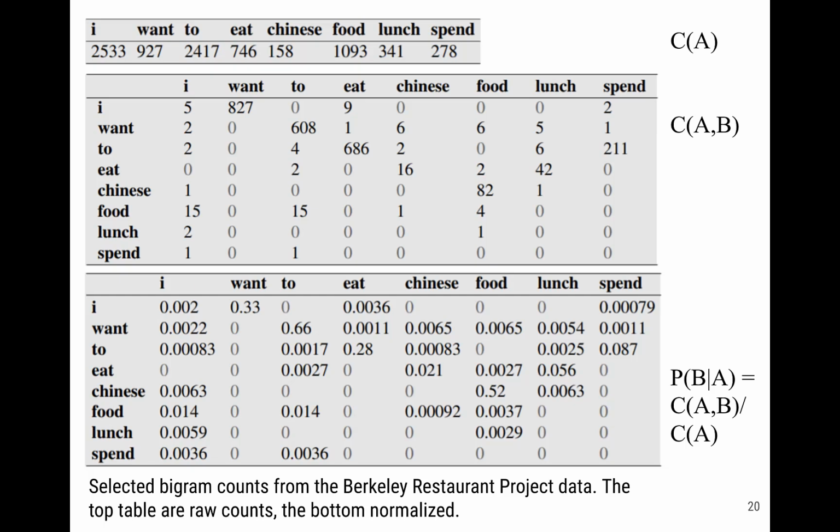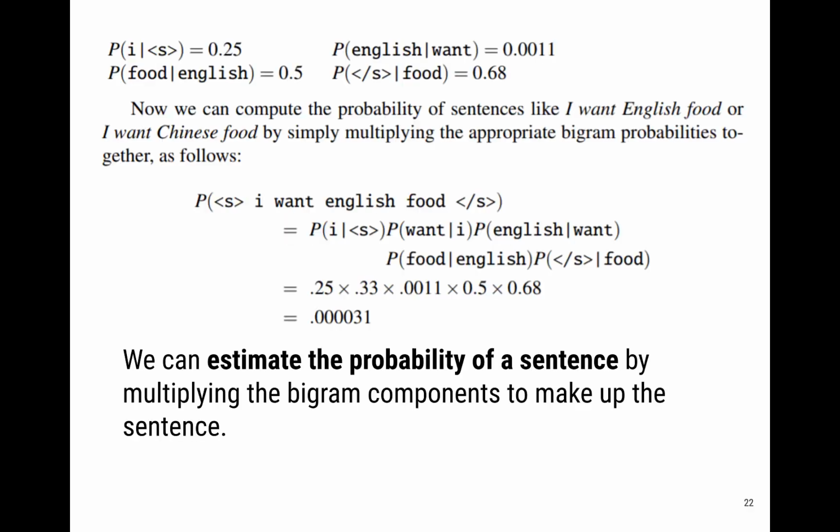So what do you do with this information? Well, you apply it to a given sentence that you find. So let's say you find the sentence, I want English food. What you do is you divide that up into its constituent bigrams, where we treat space as a token.